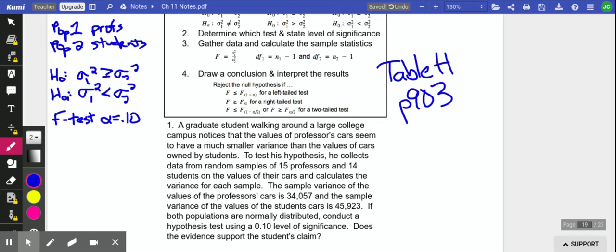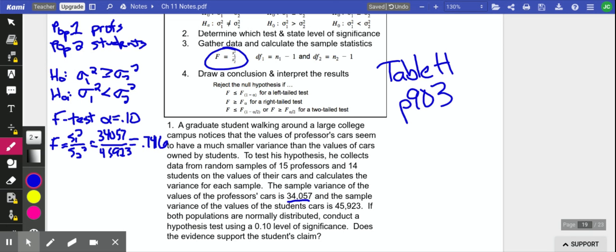And now we're going to conduct our test to get the statistics that we need. So we're going to do F. F is S1 squared over S2 squared. It's right up here. So S1 squared is 34,057. That's already been squared because that's a variance. That's not a standard deviation, so you don't have to square it. And then S2 squared is going to be 45,923. Again, that's a variance, so you don't have to square it. And when we do that, we get 0.7416.